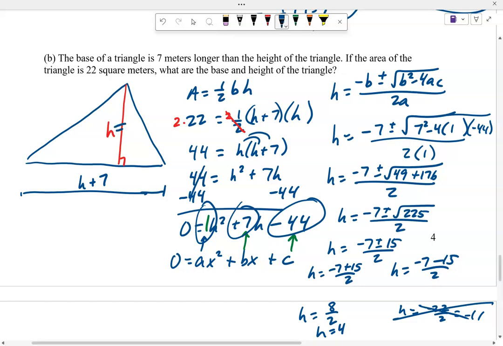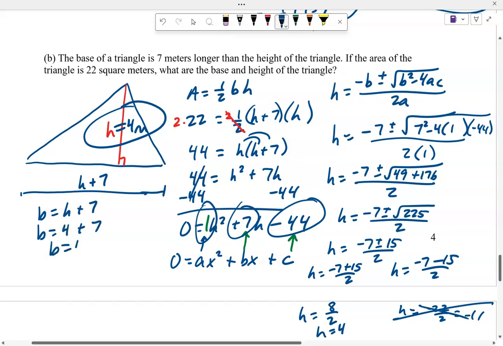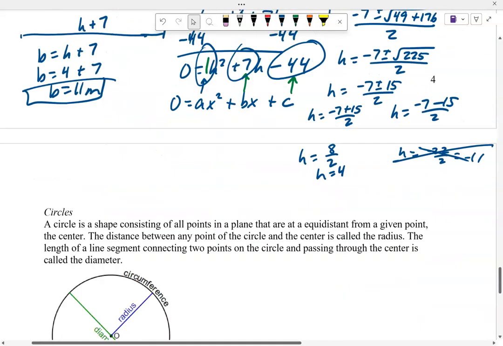So now I know this is 4 meters. My height is 4 meters, which means my base, which is 7 meters longer than that, would be 4 plus 7. 11 meters would be my base. So height of 4 meters, the base is 7 more than that, so I'd have 11. So again, use that quadratic formula, plug that in, and solve that one.